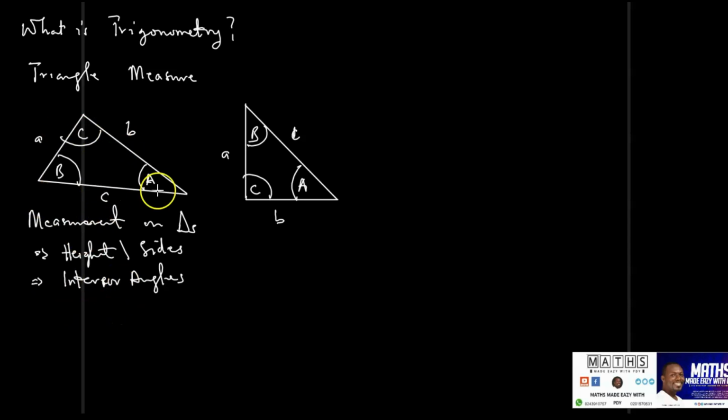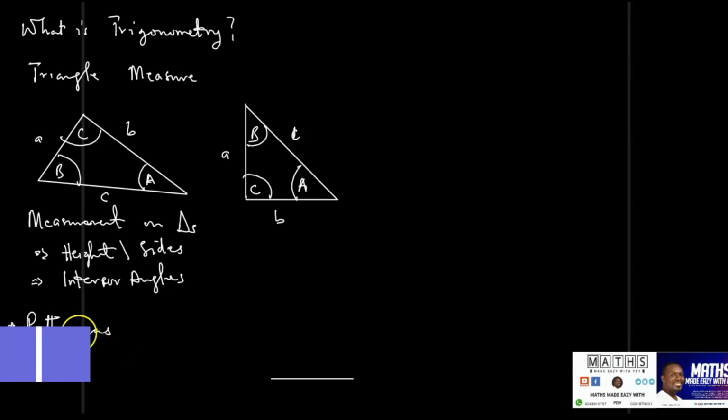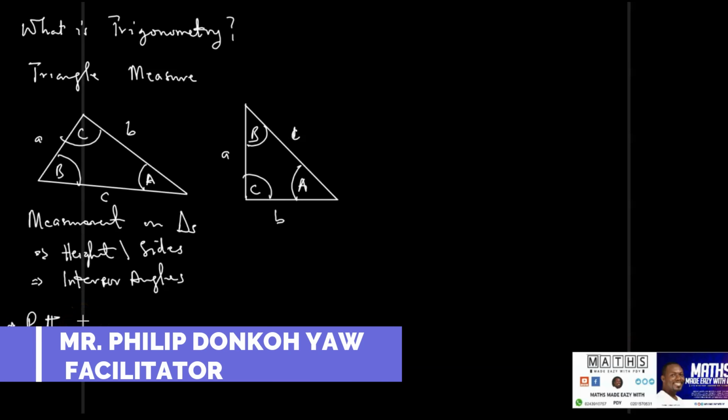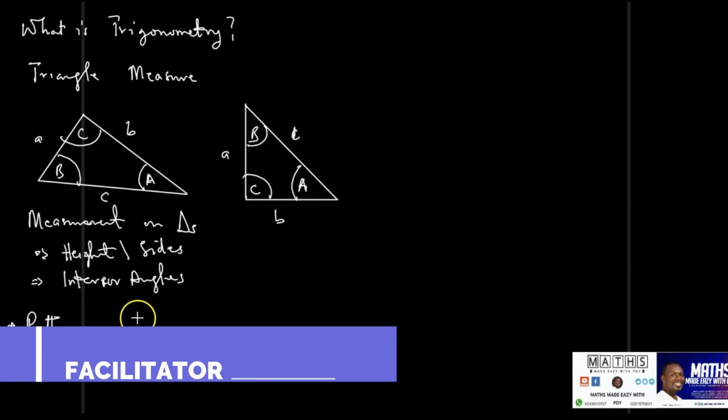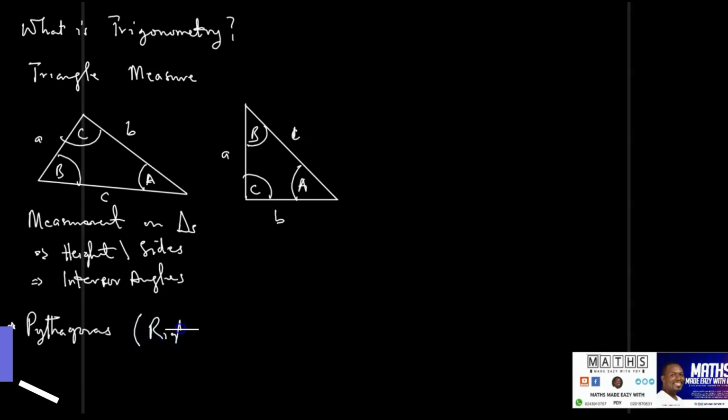Talking about the measurement of the sides, it was first established by a gentleman known as Pythagoras. And this gentleman, mathematician or scientist, Pythagoras, just limited himself to the study of right angle triangles. So Pythagoras started studying right angled triangles.